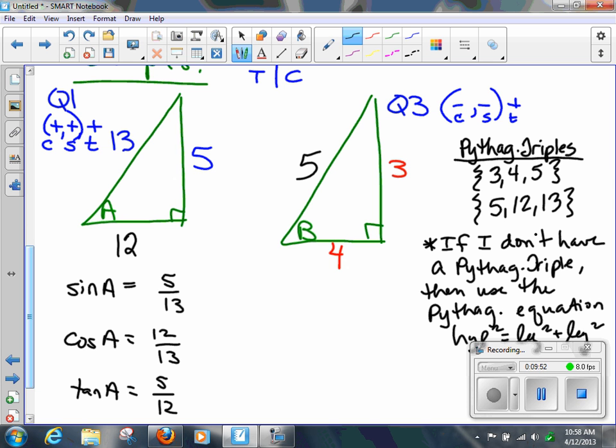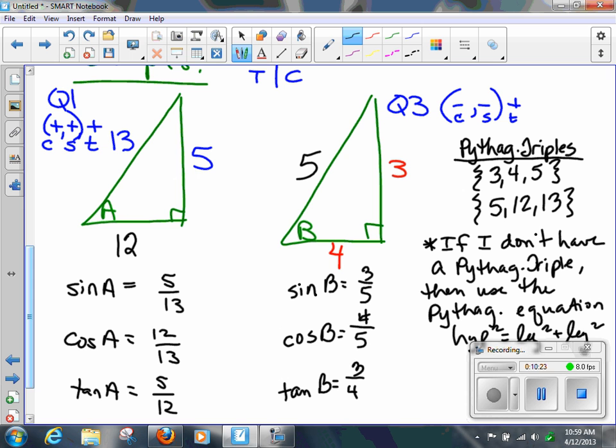triangle. Let's do the same thing. All right? Sine of B is what? Some old horse. Opposite over hypotenuse is 3 over 5. Cosine of B. Hold that thought. What's the cosine value? 4 over 5. Adjacent over hypotenuse. And the tangent, opposite over adjacent is 3 over 4.